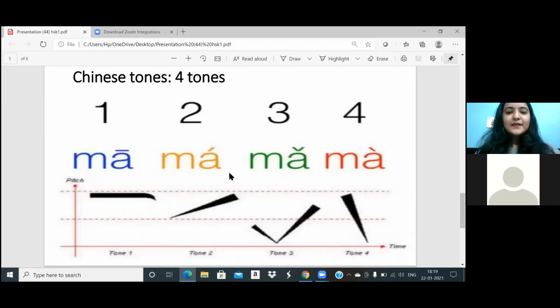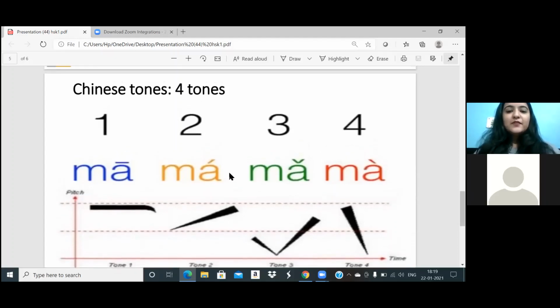So if all together we speak in all the four tones, then it will be ma, ma, ma, ma. So we can see the difference, right? All these four tones are very different. And tones in the Chinese language are very important, as if you say the word in the wrong tone, then the message interpreted by the Chinese person with whom you are talking will be different.